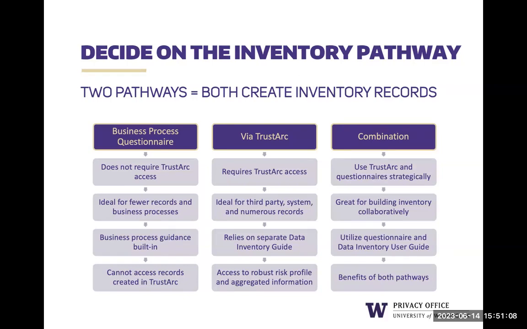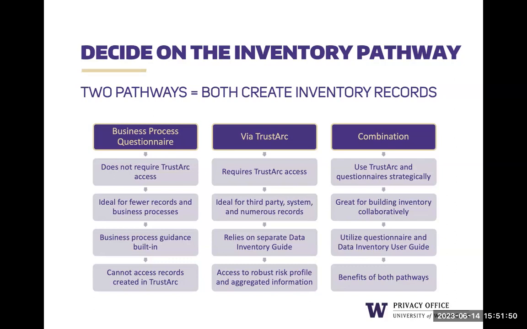So if you have more than one business process to inventory, you will need to request a business process questionnaire for each business process. The business process questionnaire has guidance from the Privacy Office built in, but it does not offer the same built-in guidance for third parties and systems. For these reasons, the business process questionnaire is ideal for fewer records and if you are focusing on inventorying business processes. Furthermore, if you do not also request TrustArc access, you will not be able to view the final record, see an aggregate of your various records, or be able to review the risk profile report.